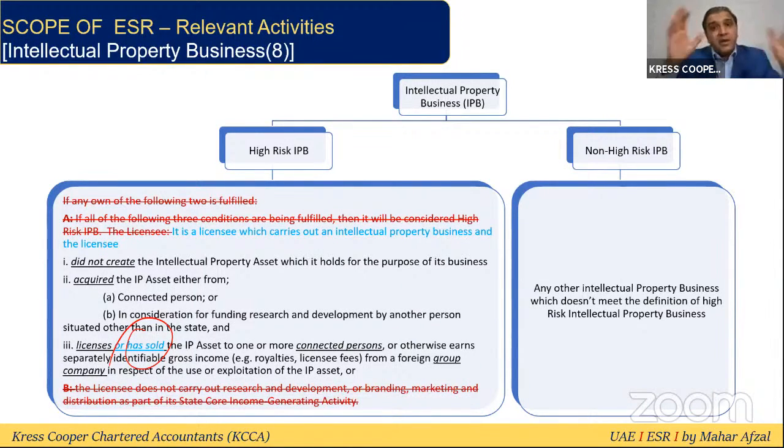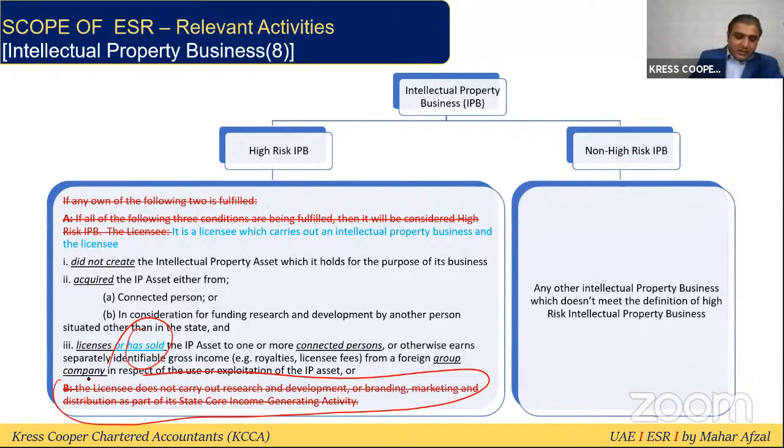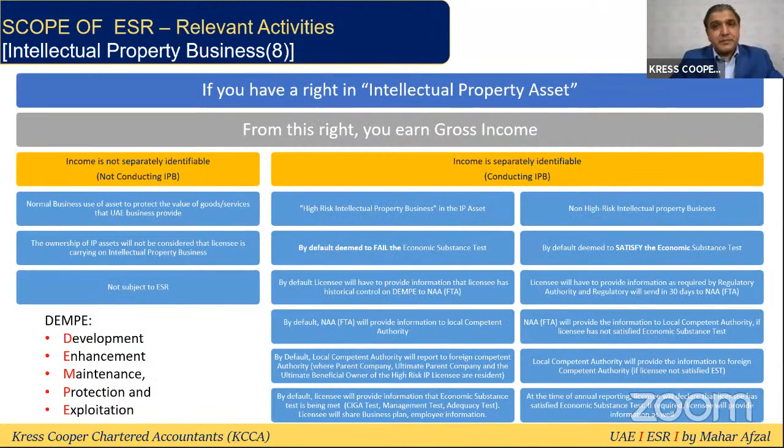Otherwise, if the licensee is holding any intellectual property asset and from that asset the licensee can earn separately identifiable income, then it will be considered that the licensee is doing a normal intellectual property business. As I said, the last line was the second condition related to funding and development. All this condition has been removed. It has been made more simplified.